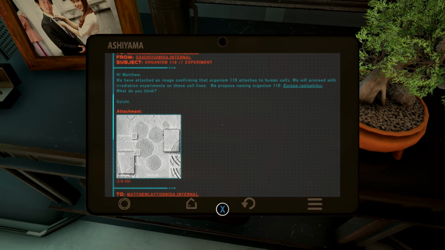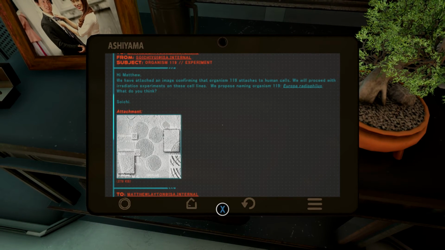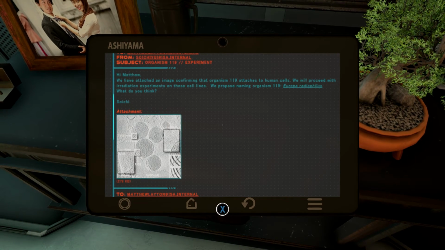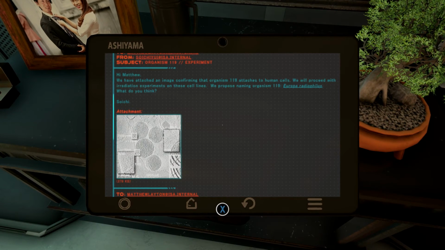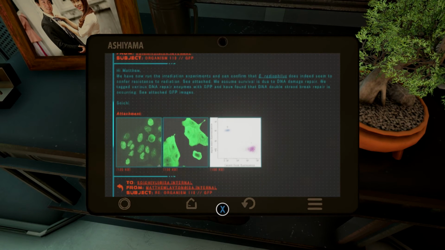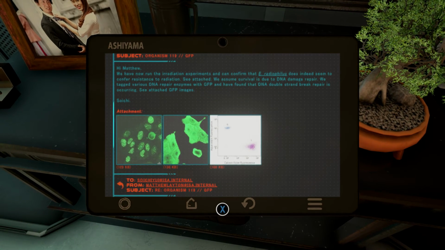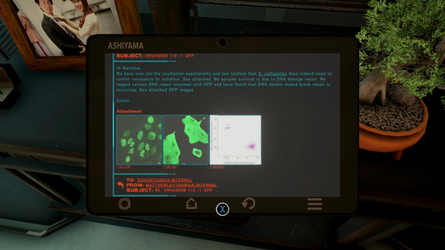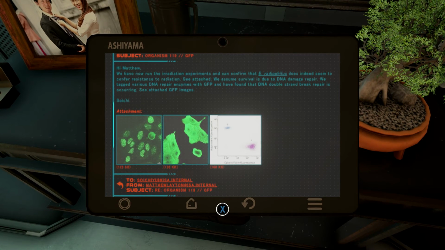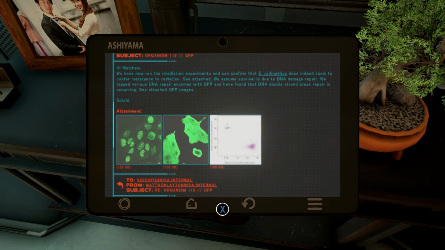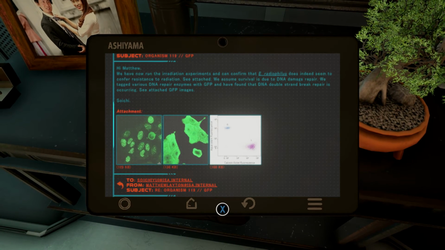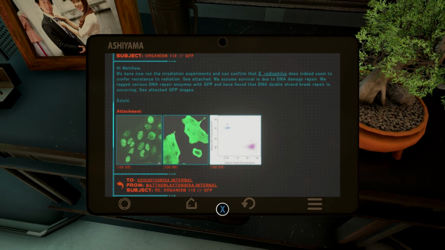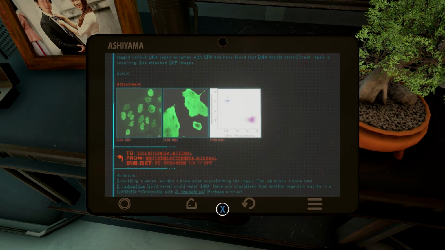Hi Matthew, we've attached the image confirming that organism 119 attaches to human cells. We will proceed with the irradiation experiments on these cell lines. We propose naming organism 119 Europa radiophilus. What do you think? We have now run the irradiation experiments and can confirm that E. radiophilus does indeed seem to confer resistance to radiation. See attached. We assumed survival is due to DNA damage repair. We tagged various DNA repair enzymes with GFP and found the DNA double strand break repair is occurring. See the attached GFP images.